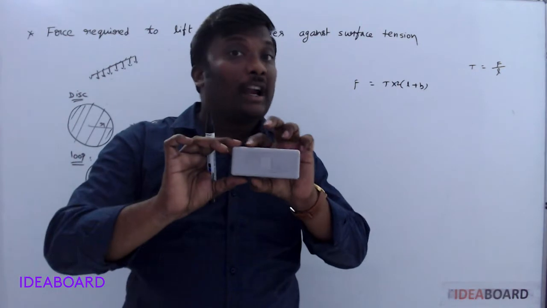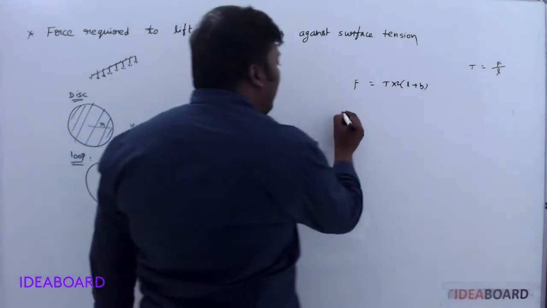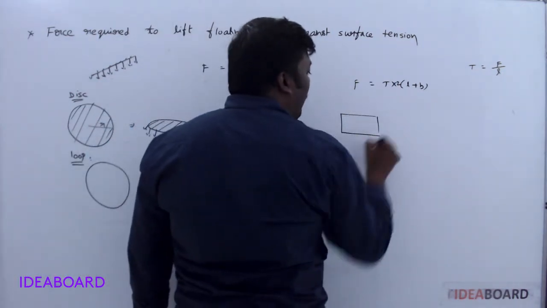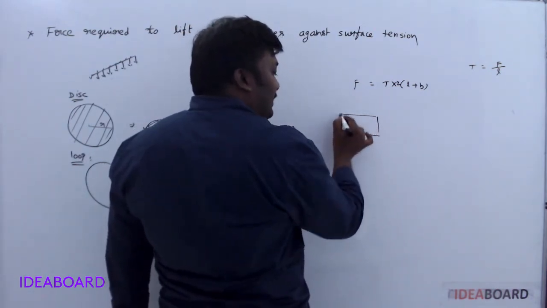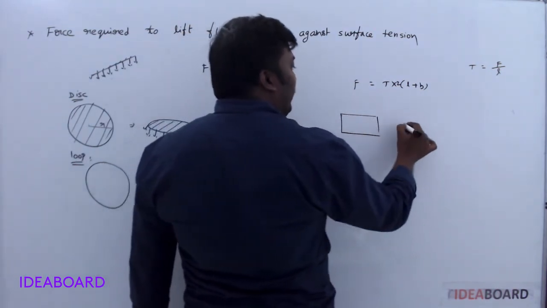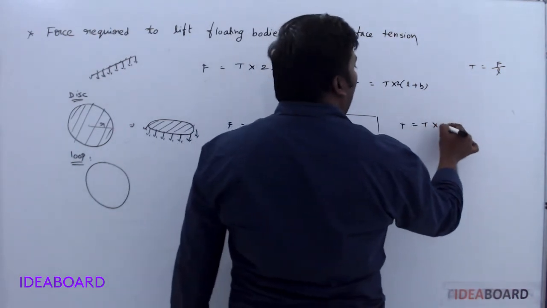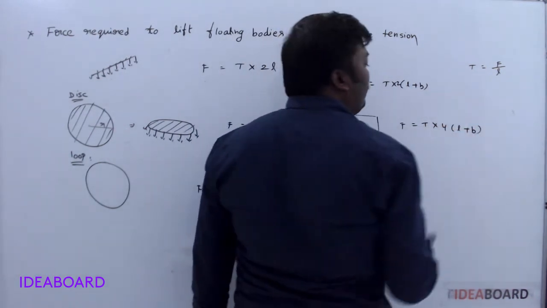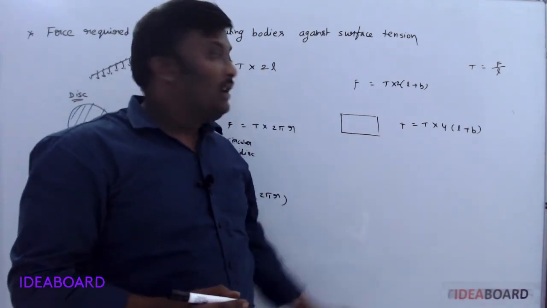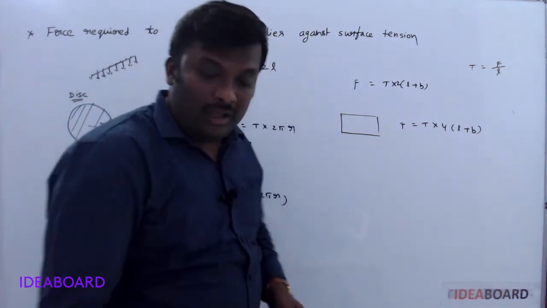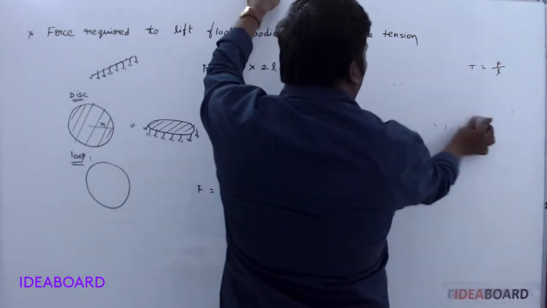If you take a rectangular loop, a rectangular loop means only the wire is bent into the form of the loop. Then it becomes 2L, 2B, 2L, 2B. That means F is equal to T into 4 into (L plus B) coming. Loop indicates with the wire. Okay, keep in mind.